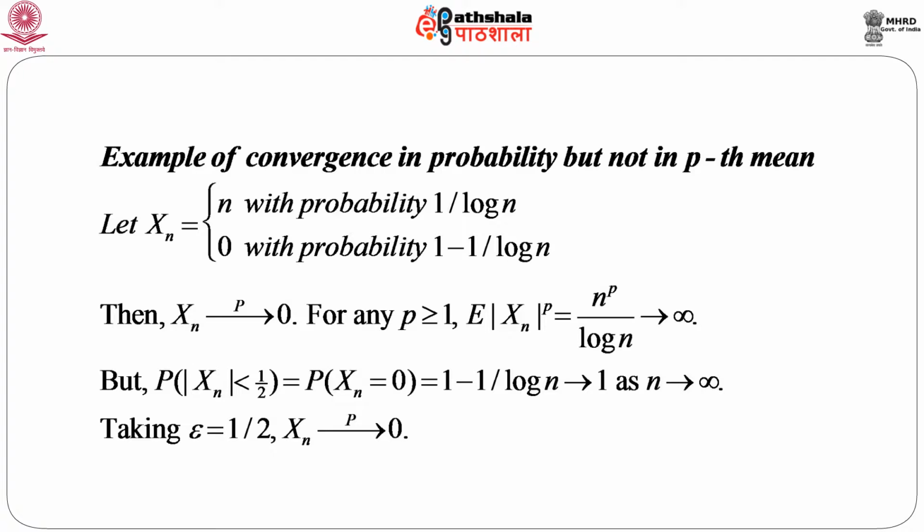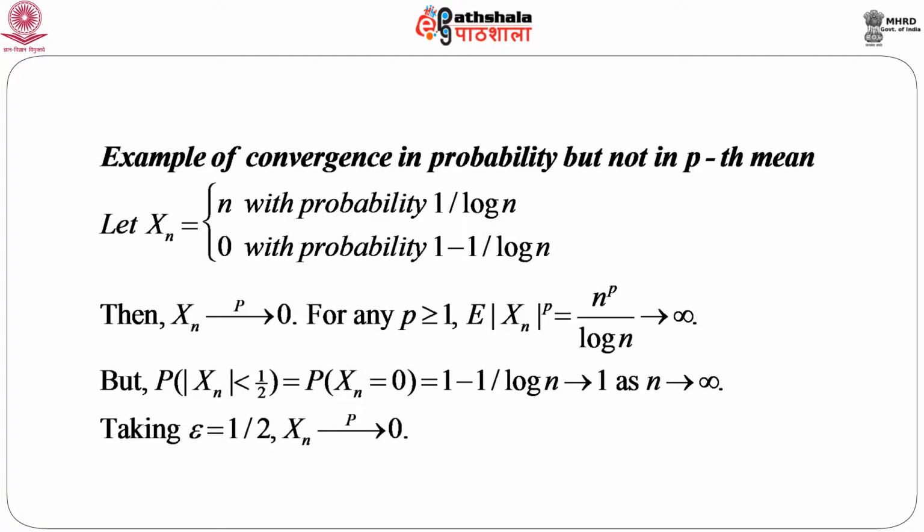So, let us define Xn as a random variable which takes the value n with probability 1 by log n, and 0 with probability 1 minus 1 by log n. Then as n goes to infinity, it is clear that log n goes to infinity, that means 1 by log n goes to 0. That means the probability that Xn takes the value n goes to 0 as n goes to infinity. So, Xn takes the value 0 with probability 1. So, Xn goes to 0 in probability.